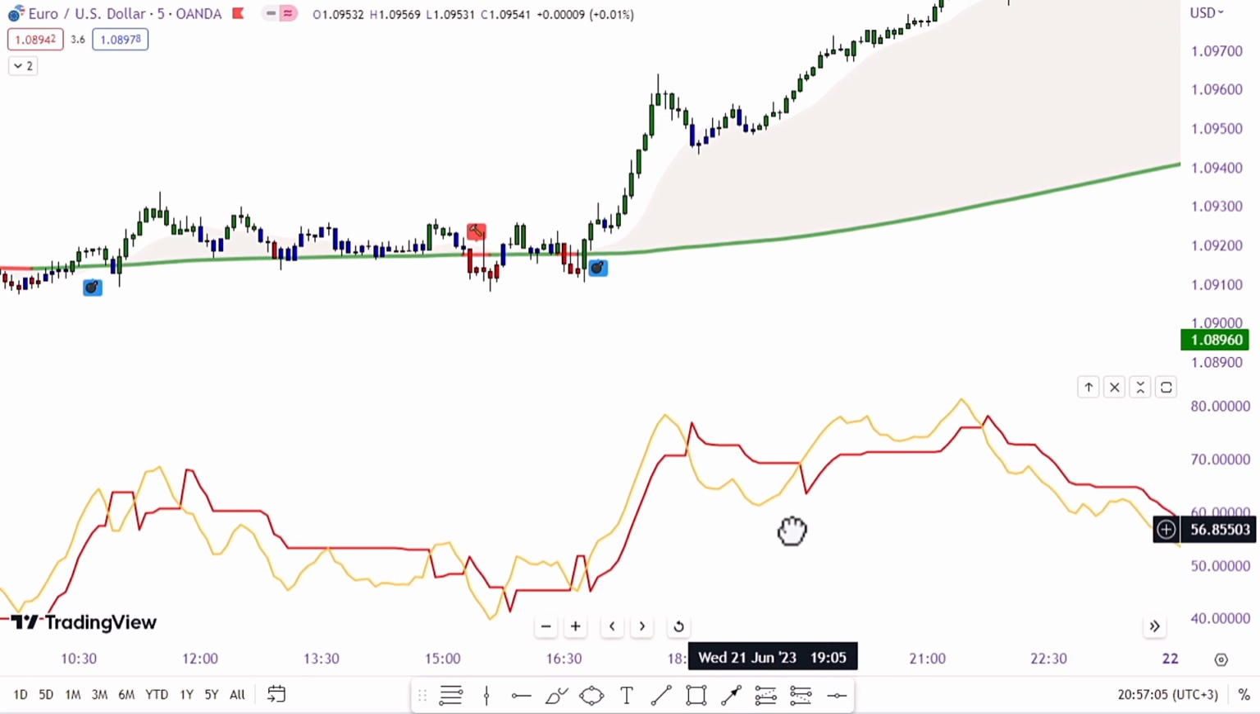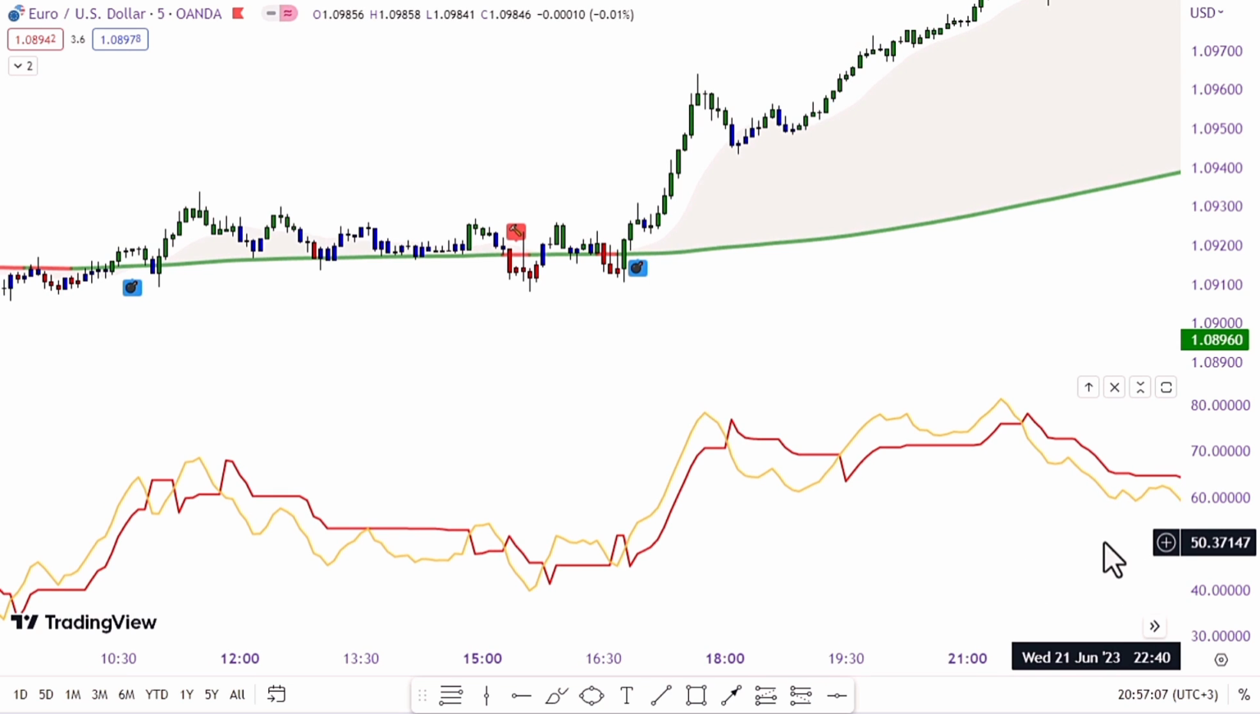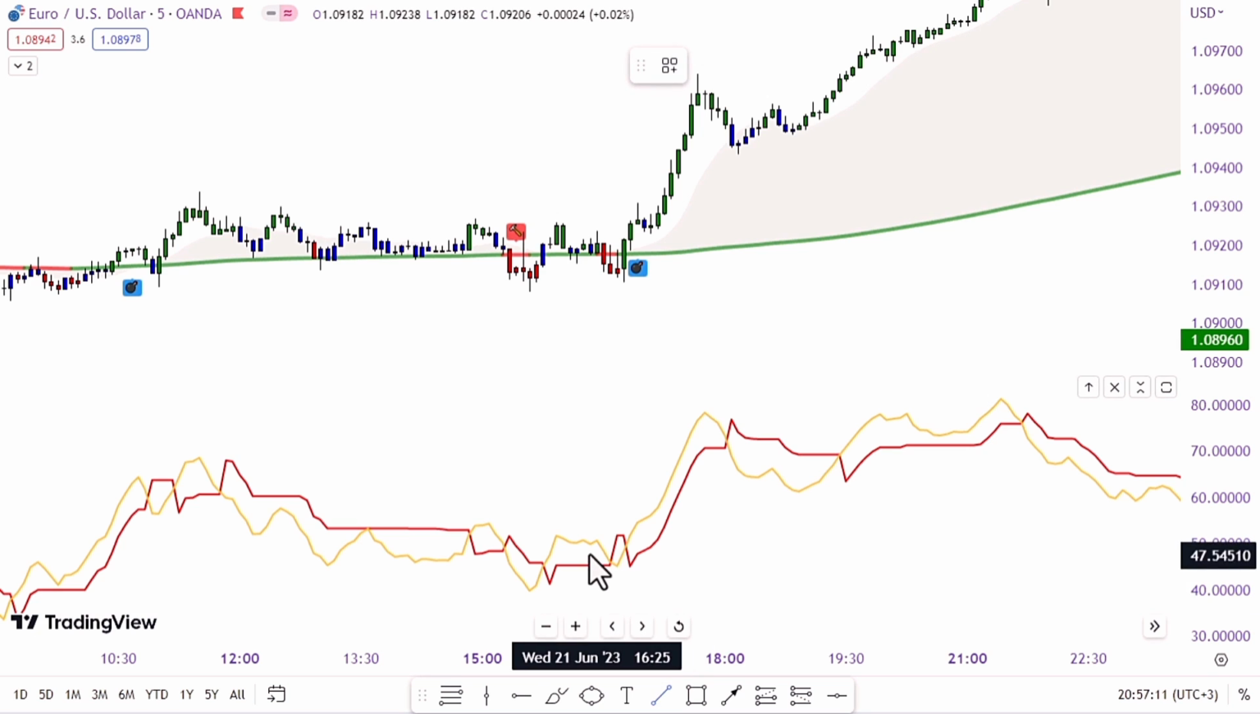Now, the next question is, how do you find the recent high? Well, the answer is simple. Look at the last time when QQE was being bullish, meaning the yellow line was above the red line, and then simply find the peak that happened during this time.